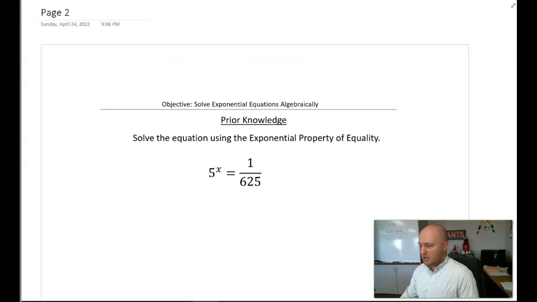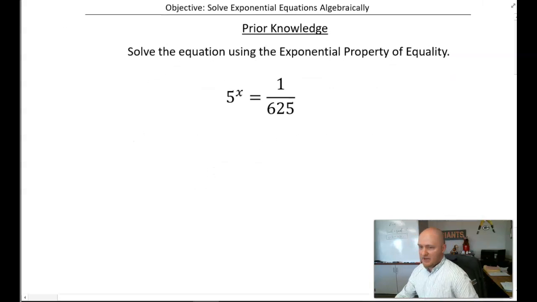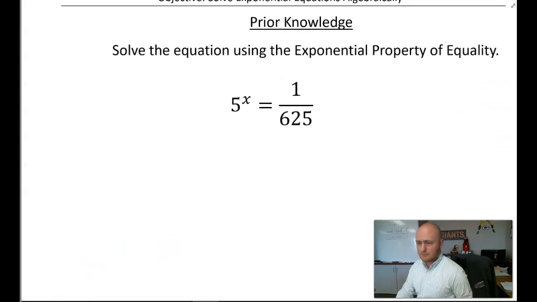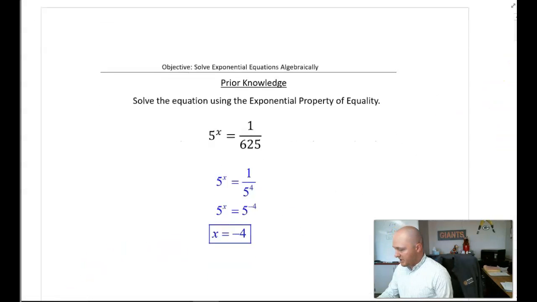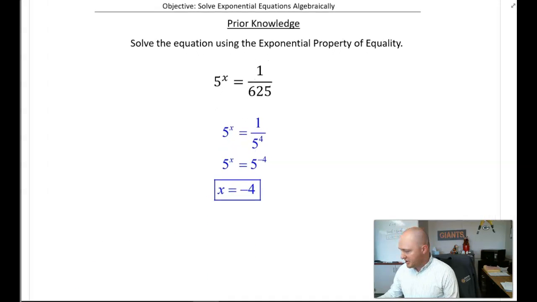For prior knowledge, I would like you to pause the video and try to solve this exponential property of equality. Go for it. All right, here's the solution.